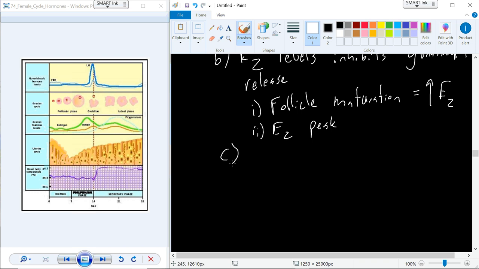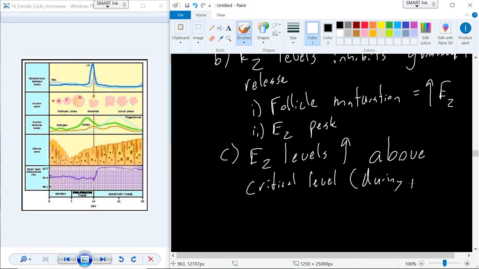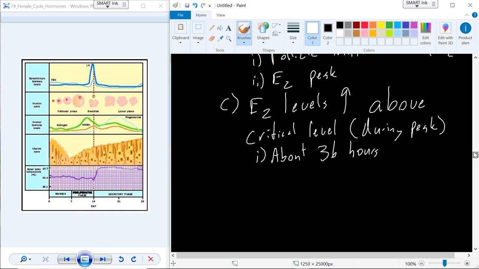Okay, so we get this estrogen peak. And as estrogen levels increase, they'll reach and go above a critical level. And this happens during that peak. So there's somewhere in here where we have this critical level that we're going to exceed in terms of estrogen levels. And right around the mid-cycle, there's about a 36-hour window where we move above that critical level.